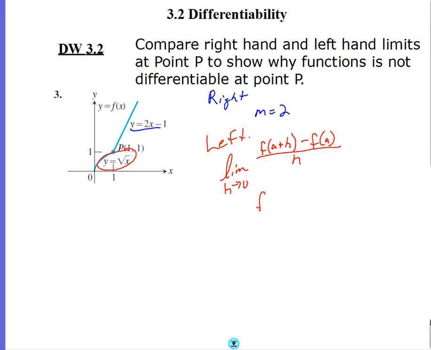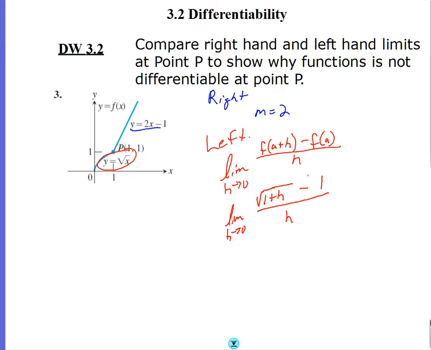So it is going to be the limit as h goes to 0 of the square root of x. In this case, a is going to be 1. So the square root of 1 plus h minus f of 1, the square root of 1 is just 1, all over h. This looks vaguely familiar. Again, my steps are as I plug in. If I plug in, I'm going to see I get 0 over 0.